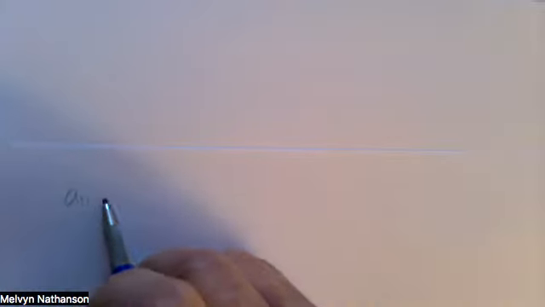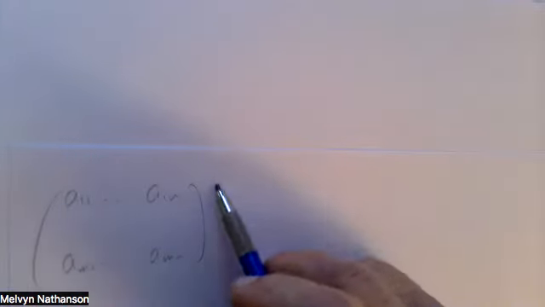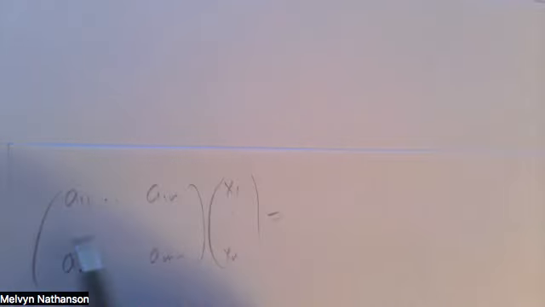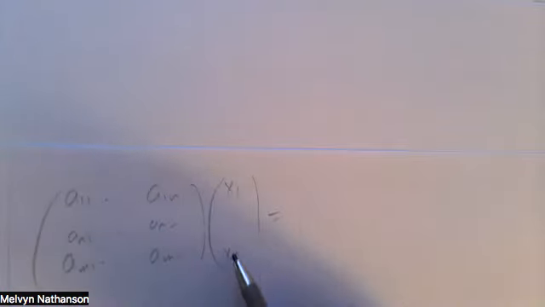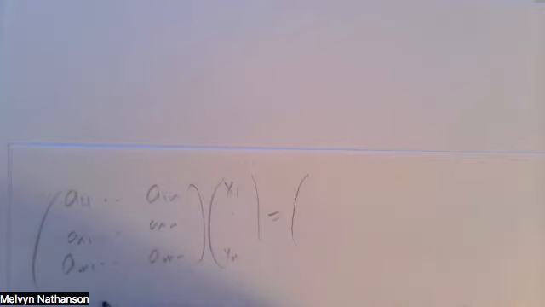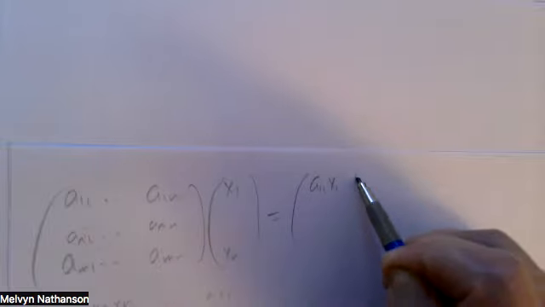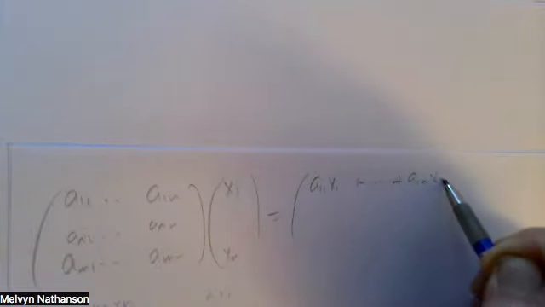So I have the matrix A11 up to A1n, AM1 up to AMN, and I have my column vector X1 down to XN. And the ith row is AI1 up to AIN. So when I multiply out, this is m by n, n by 1. First row into the first column, I get A11X1 up to A1N XN.